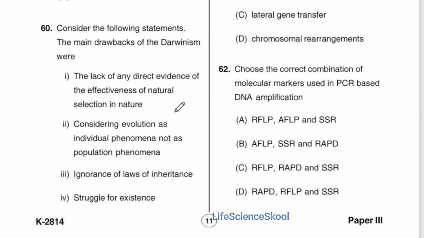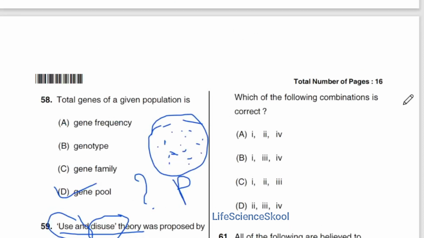Okay, moving on to the next question, 60th one. Question is like this. Consider the following statements. The main drawbacks of Darwinism were: option A, the lack of any direct evidence of the effectiveness of natural selection in nature. Second option, considering evolution as individual phenomenon, not as a population phenomenon. Third option, ignorance of law of inheritance. Fourth option, struggle for existence. So look at the options, which of the following combination is correct? Option A has options 1, 2 and 4. Option B has first, third and fourth, option C has first, second, third. Option D has second, third, fourth.